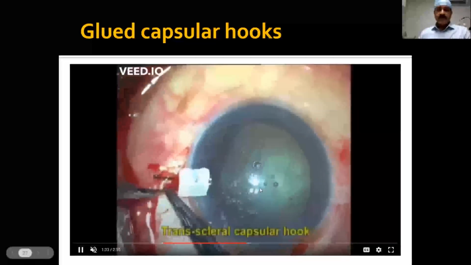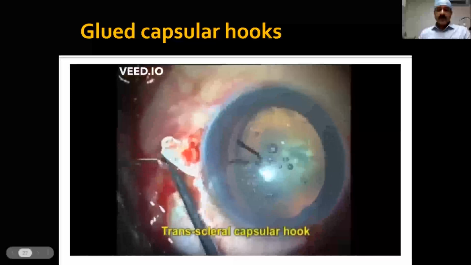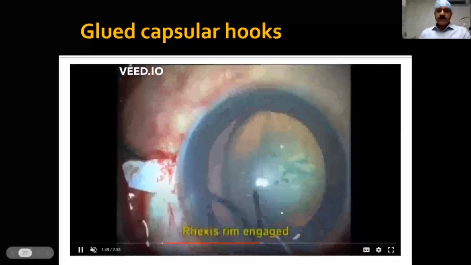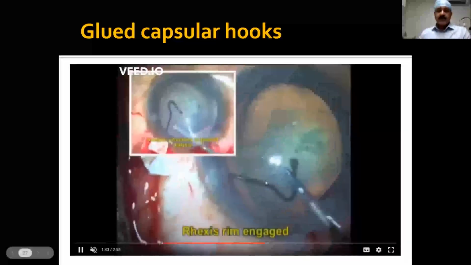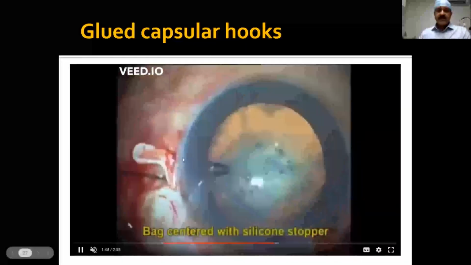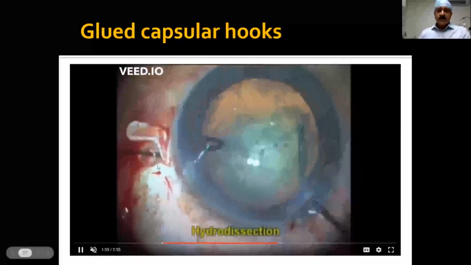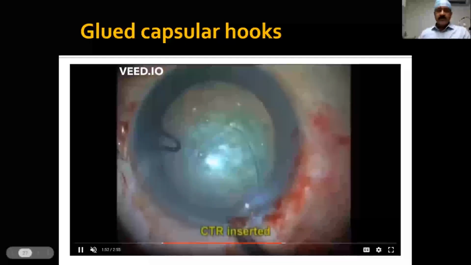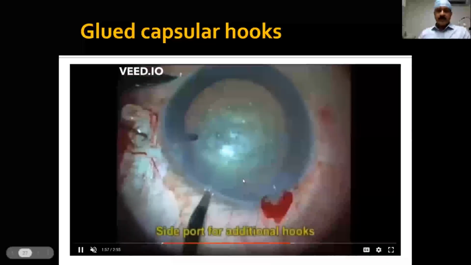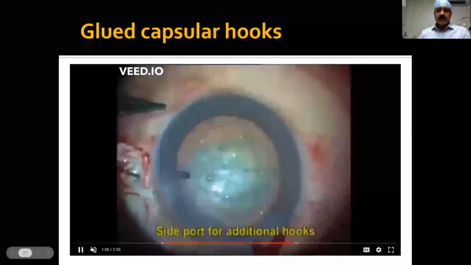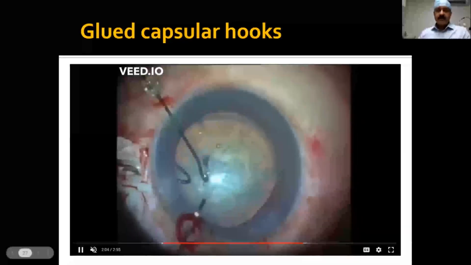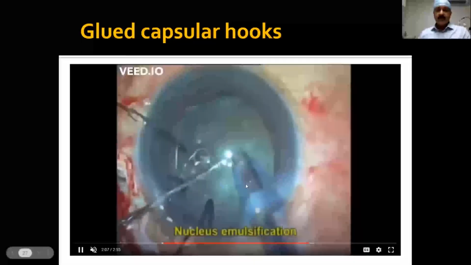And with the help of forceps, go through the scleral window, underneath the iris, engage the capsular rim. You can use a micro forceps to guide the tip of the scleral hook and engage the rim there. Once it is engaged, use a stop, silicone stop, to stretch the capsule and center the capsule. An additional CTR is implanted for additional support. And in this case, additional hooks at the limbus are implanted for supporting the capsular bag for nucleus removal.